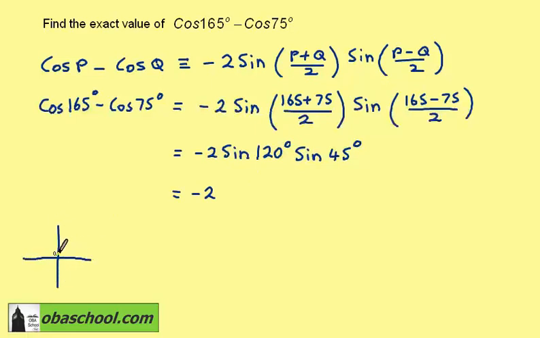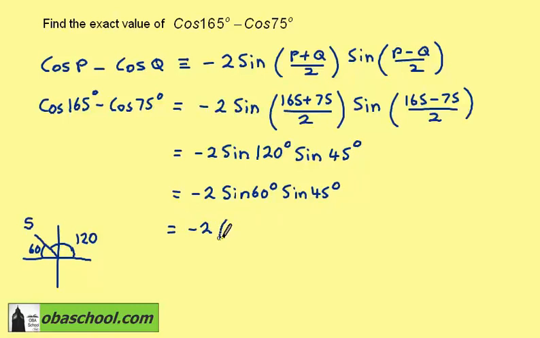If we look at 120, it's here in the S quadrant. The associated acute angle is 60. It follows that the sine of 120 is the same as the sine of 60, multiplied by sine 45.